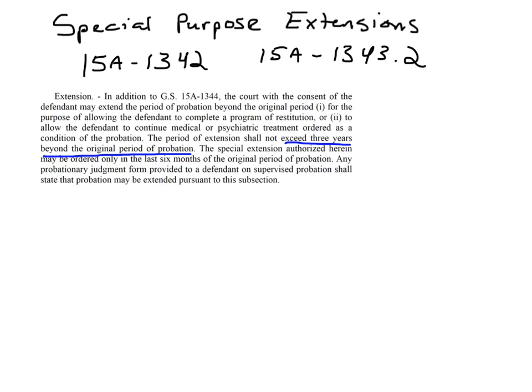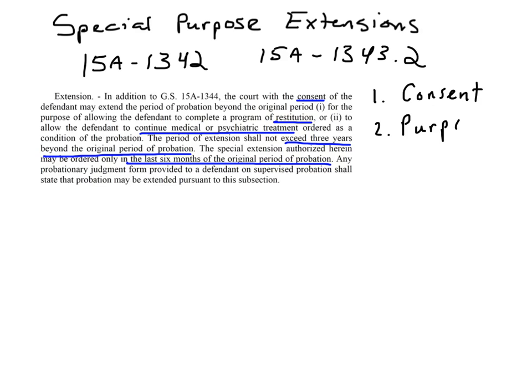Number one, it can only be done with the consent of the defendant. Number two, it can only be done in the last 6 months of the original period of probation. And number three, it can only be done for certain purposes. And those permitted purposes are completion of a program of restitution or to continue medical or psychiatric treatment. So 3 requirements. Number 1, you have to have the defendant's consent. Number 2, it has to be for one of these identified purposes. And number 3, there are timing requirements in that it has to be done within the last 6 months of the original period of probation.